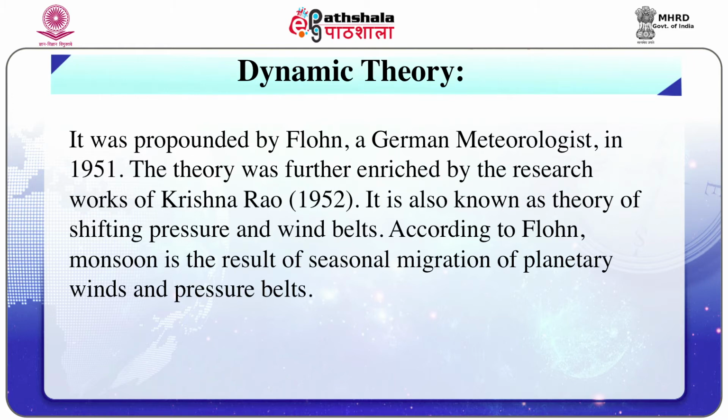Now, the second theory, that is the dynamic theory. It was propounded by Flohn, a German meteorologist, in 1951. The theory was further enriched by the researches of Krishna Rao in 1952. It is also known as the theory of shifting pressure and wind belts. According to Flohn, monsoon is the result of seasonal migration of planetary winds and pressure belts.